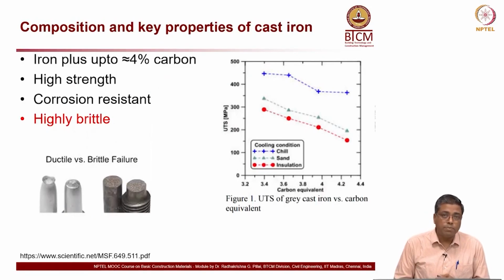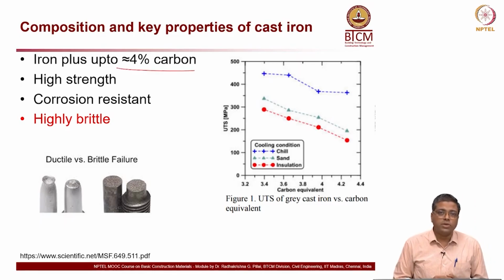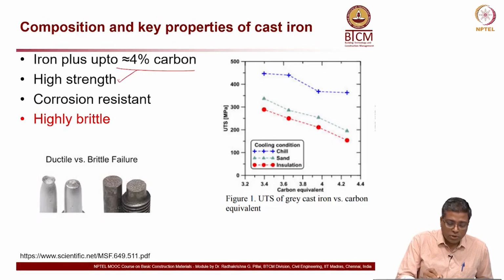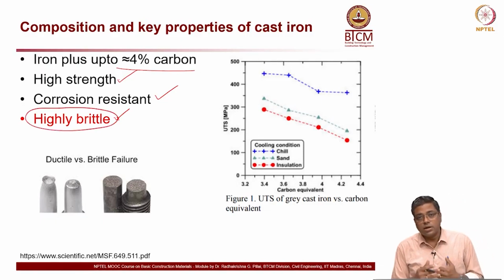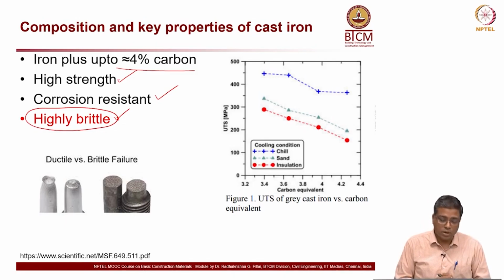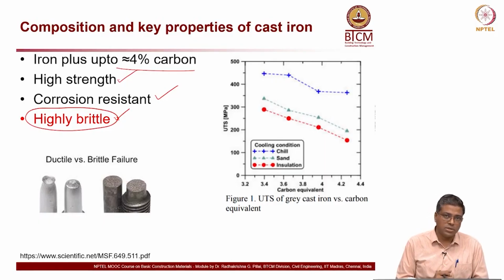Now, composition and key properties of cast iron: iron plus up to about 4% of carbon, that is the key ingredient which gives it the properties, and because of this you get high strength and high corrosion resistance and high brittleness. So, this is the problem. Okay. High strength and high corrosion resistance are very good, but highly brittle means it has a lot of implications and catastrophic failure, etc., because you will not get any warning that the material is about to fail. So, that is a major problem with this cast iron.